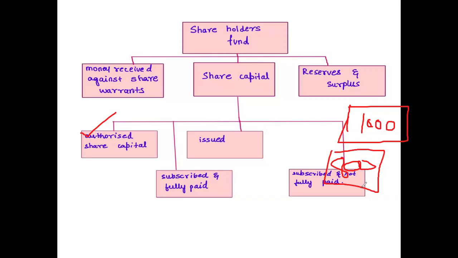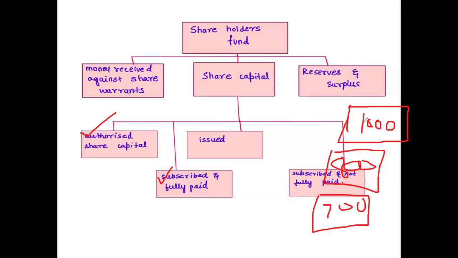Now, in case of issued capital, out of issue, I have the option to allow people to pay 800 or pay extra. So if out of 800, the people are ready to pay whole, then the whole capital is considered as issued capital. But many times, out of issued capital, 90% part is paid by the people. So we consider here 700. And this is called subscribed capital.